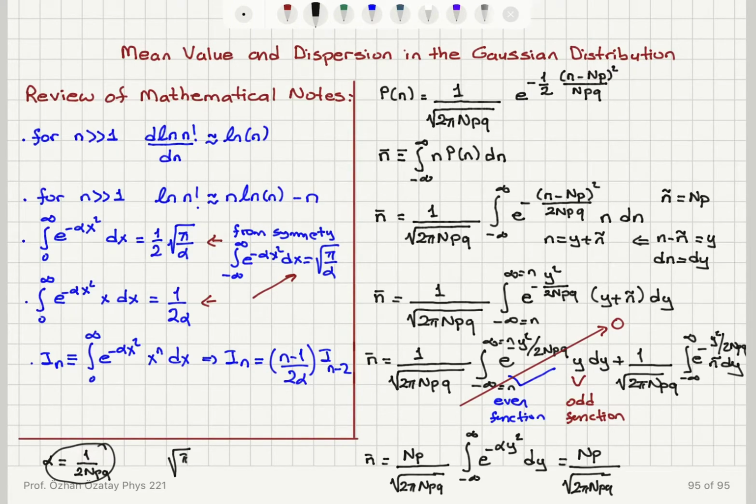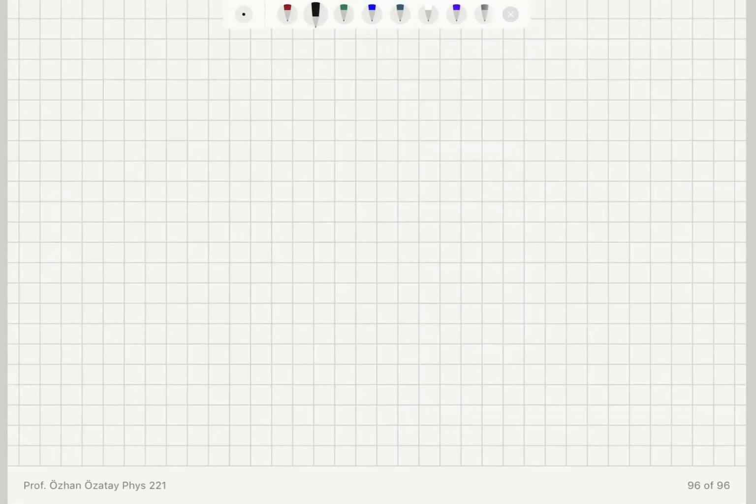What is square root pi over alpha? Let me calculate it. It is square root pi multiplied by square root 2 NPQ. So it's going to be equal to square root 2 pi NPQ. So I substitute that here. Square root 2 pi NPQ is the result of the integral. So these two will cancel, and I find at the end for the mean value n bar, it's equal to n tilde, which is capital NP. So the mean value and the maximum probability value n tilde are the same.